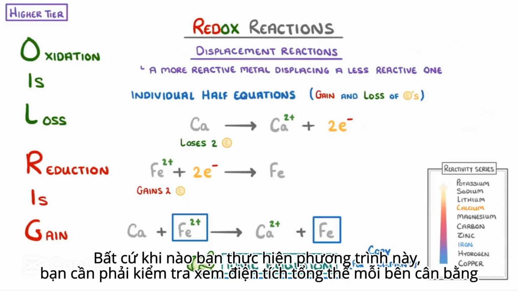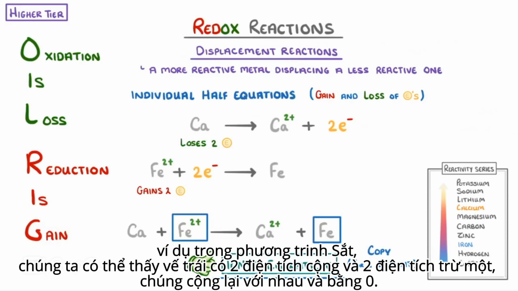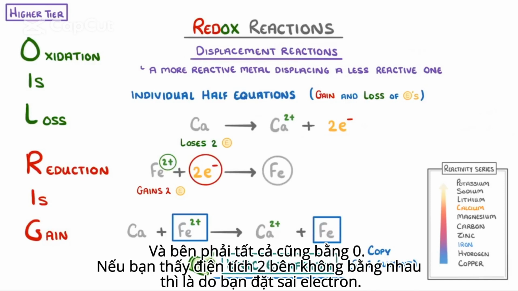Whenever you do these half equations, just check that the overall charge on each side balances. For example, in our iron half equation, we can see that on the left we have a 2+ charge and 2 1- charges, which add together to make 0. And on the right, everything is neutral, so also 0. If you ever find that the overall charges on each side aren't the same, then you've probably put your electrons on the wrong side.